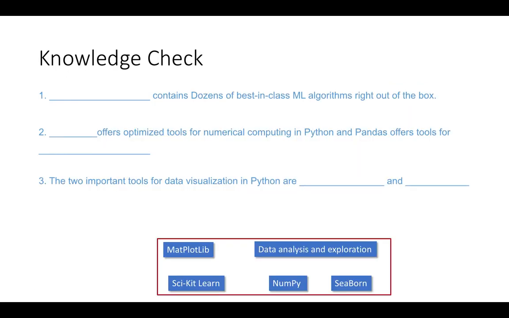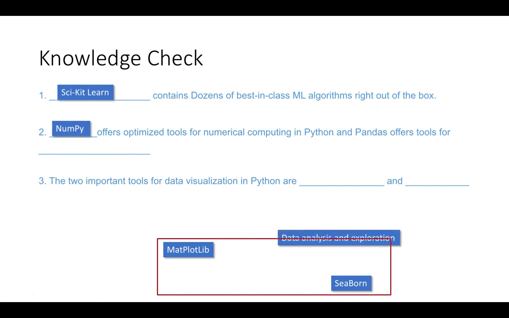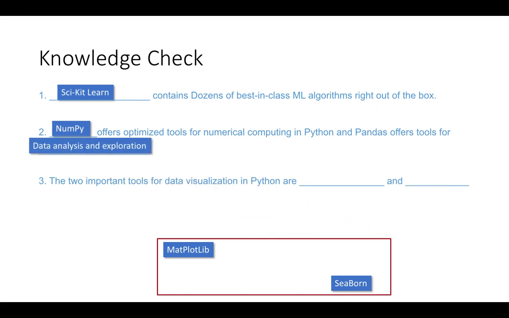So with that in mind, before I conclude, let me do a very quick knowledge check. We have a set of blanks and suggestions below. So fill in the right suggestion there. The first one is: Dash contains dozens of best-in-class ML algorithms right out of the box. Yes, you are right. Scikit-learn is the library that contains these best-in-class ML algorithms. Dash offers optimized tools for numerical computing in Python, and Pandas offers tools for Dash. So numerical computing is done by NumPy, and Pandas offers you a lot of data analysis and exploration tools.